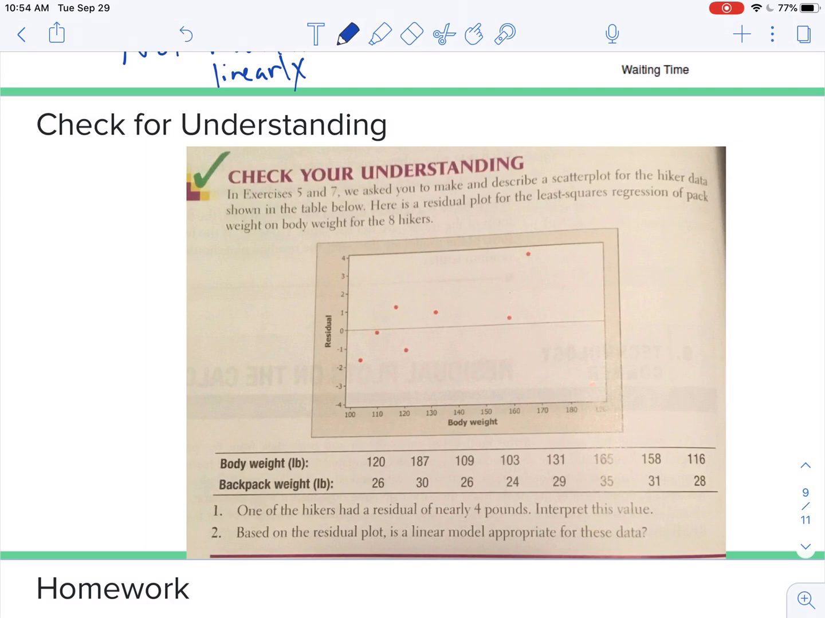Their actual backpack weight was 35 pounds. So that meant we expected their backpack to be 31 pounds, but they actually had a 35-pound backpack based on the residual line which we would have created there. Now, based on the residual plot, is the linear model appropriate here? I would say yes. This seems like a pretty random scattering of points. I don't see any real pattern. They're above, they're below. There's a certain level here that I would claim that, okay, we have more evidence here that defends using a linear model to make this plot.